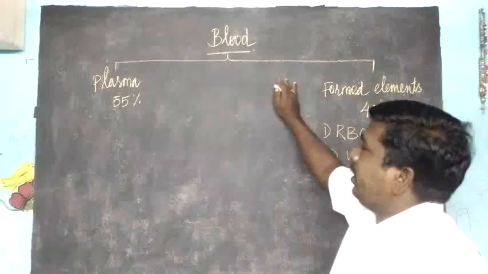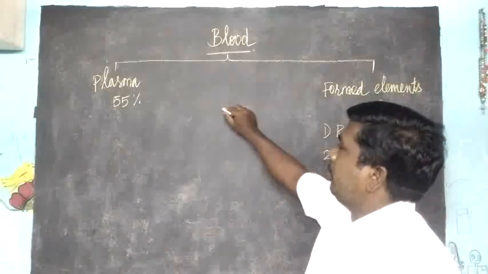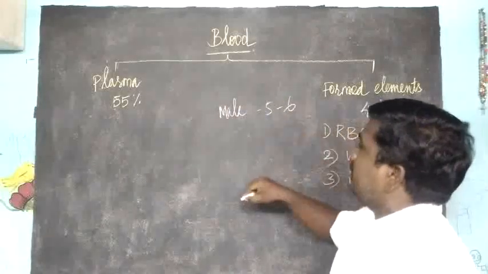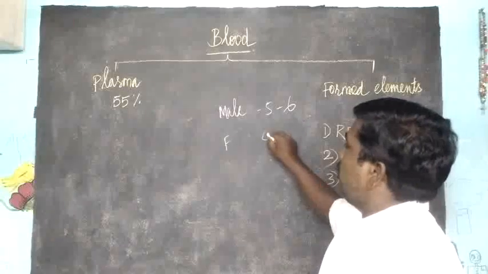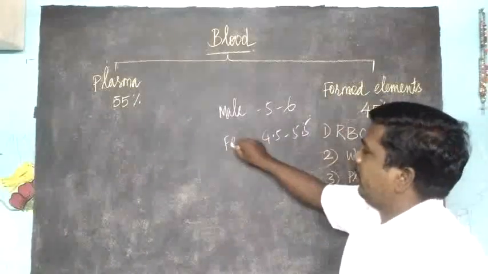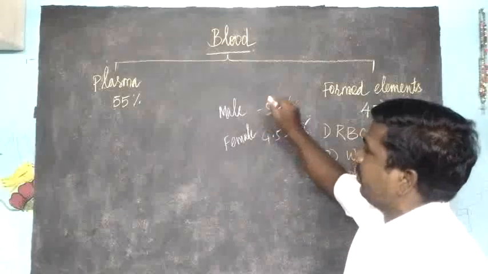So the amount of blood varies from male to female. In the male, the amount of blood is 5 to 6 liters and in the female 4.5 to 5.5 liters. Okay, this is the amount of blood in the male and female.